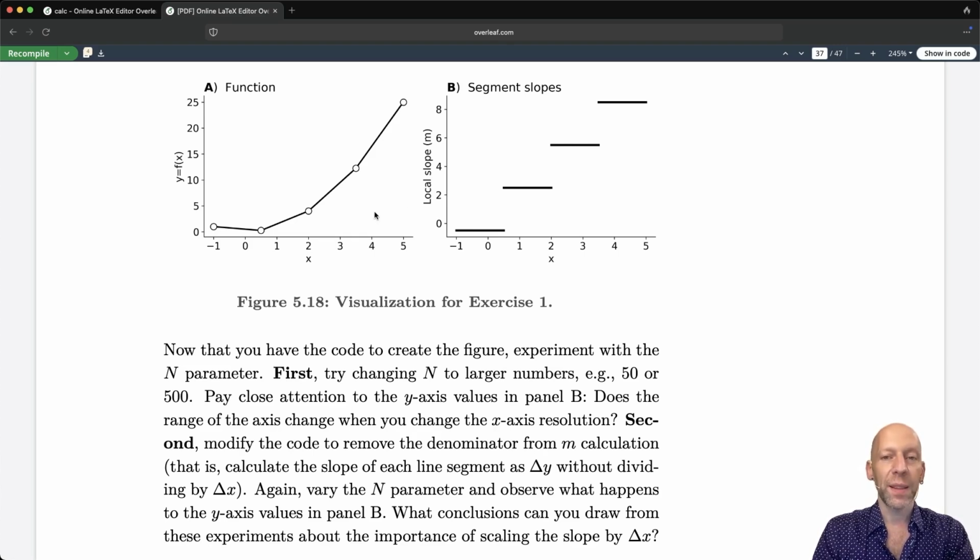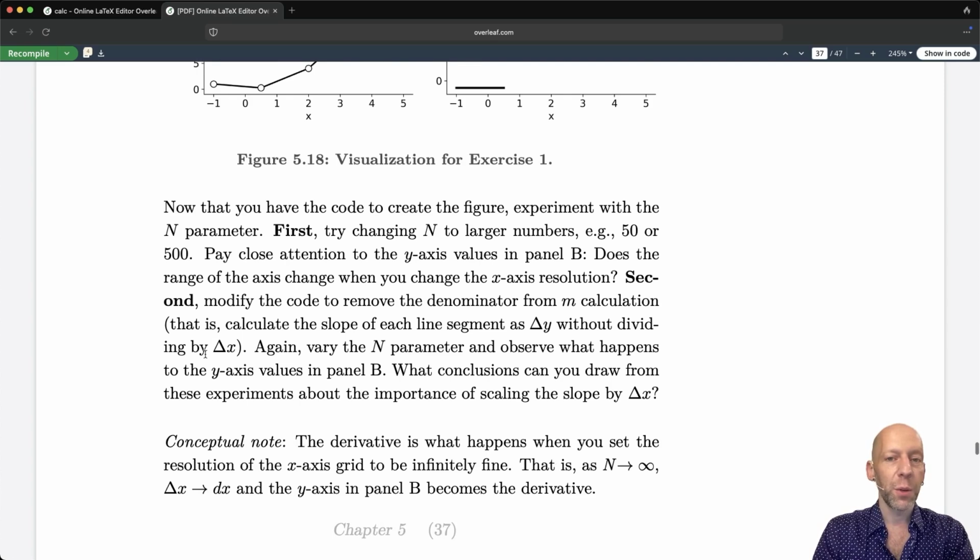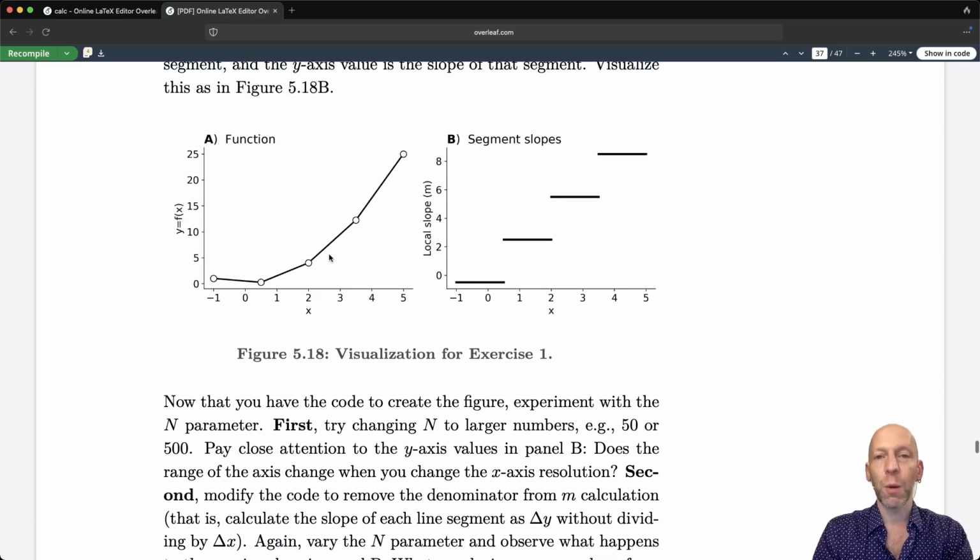Okay, and then the second thing that we are going to explore is to modify the code to basically remove the scaling by x, right? So the definition of a slope of a line is the change in the y-axis divided by the change in the x-axis. And now what we are going to do in the code is remove the scaling by the x-axis, right? So we're only going to quantify the change in the y-axis. And then we are going to repeat this experiment here where we're varying the number of points to see what happens with the behavior of this function over here and also the y-axis values.